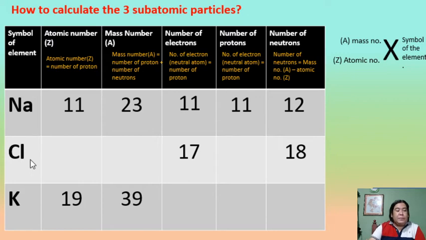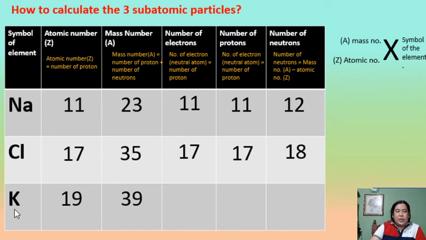Next, chlorine. So ang chlorine, the atomic number niya is 17. Bakit 17? Kasi meron na siyang 17 electrons. Number of electron is always equal to the number of proton, and the number of proton is always equal to the atomic number. So ang wala na lang dyan is the mass number. Mass number is equal to the number of proton plus the number of neutrons. So 18 plus 17, you will have 35 for its mass number.